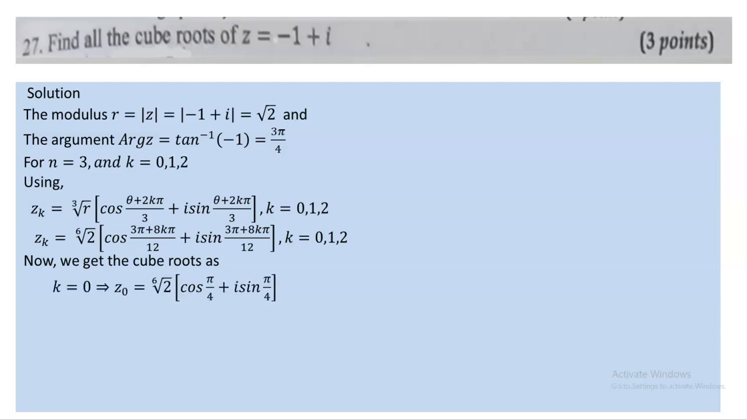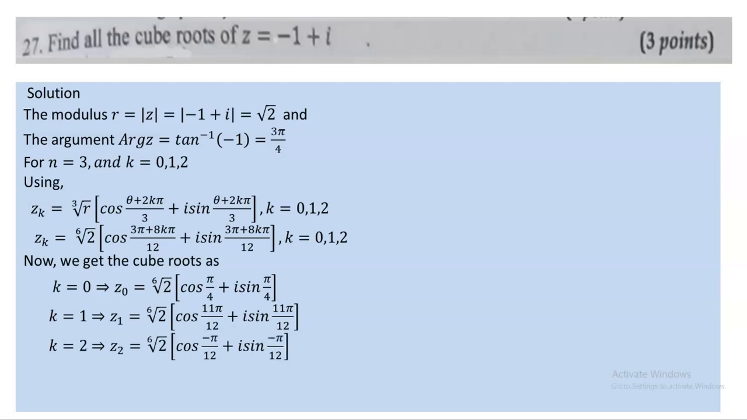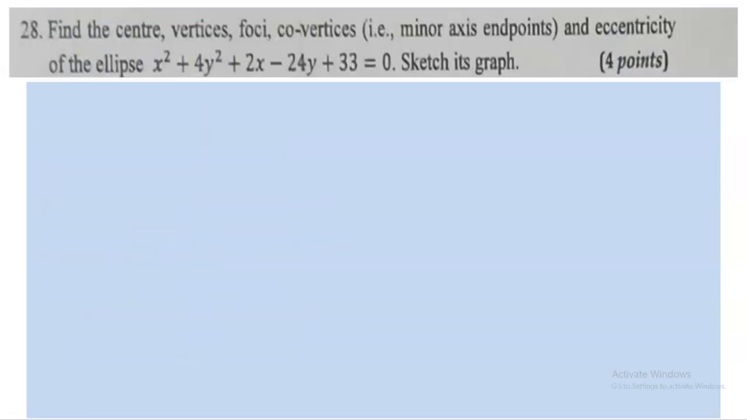Now let's substitute these values. When k is 0, you can obtain this as the first root. When k is 1, you'll obtain this as the second one. When k is 2, you'll finally obtain this one. So all three cube roots are now obtained in such a way. This is going to be the last one for this final examination paper. I hope it will help you very much, students.